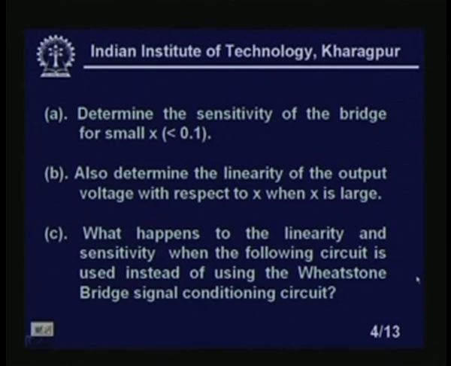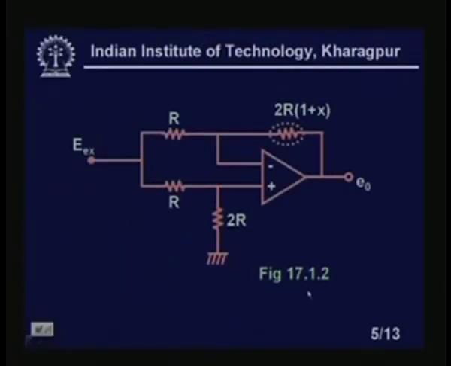Instead of the Wheatstone bridge signal conditioning circuit, we will use an op-amp based circuit, and we will consider the linearity, sensitivity, all these things in detail. We will find there are some advantages of using the op-amp based circuits. So, let us look at the circuit. This is the circuit. Our solution starts here.